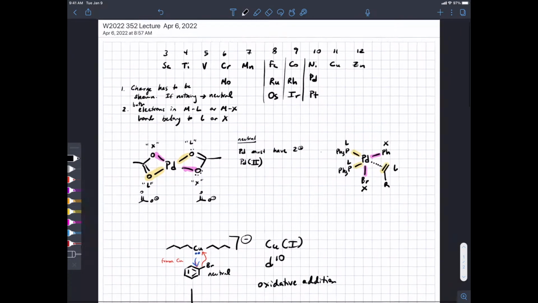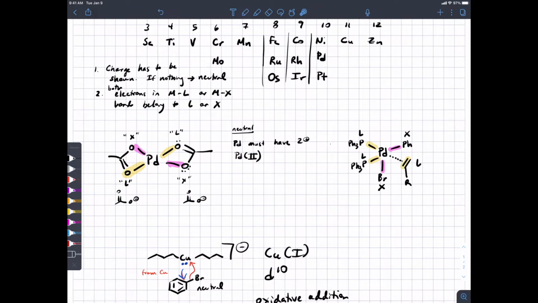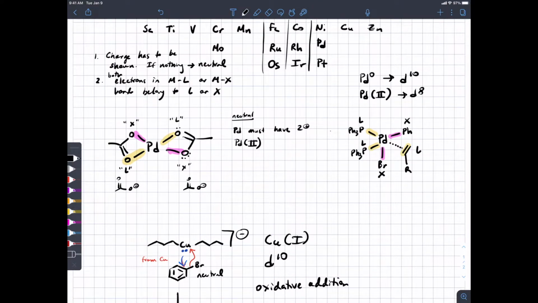When metals are in their zero oxidation state, they own the number of valence electrons that they come with. So when palladium zero comes with 10 d electrons, palladium two therefore has to come with 8 d electrons. You see that? Now, why do we care about the number of d electrons? Well, that's not such a big issue. If you can identify the oxidation state of the metal, you're pretty well fine.